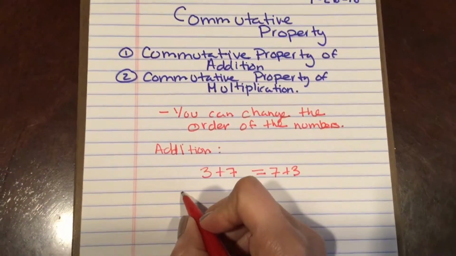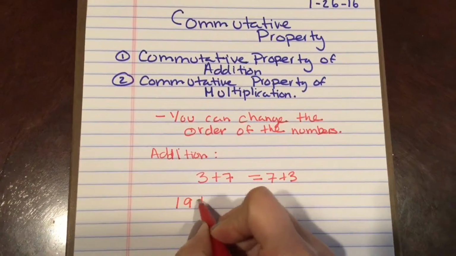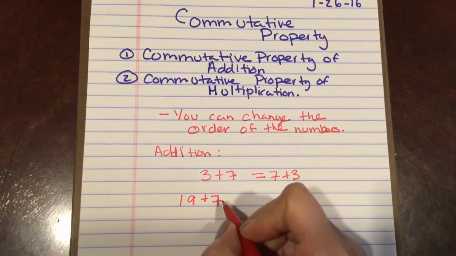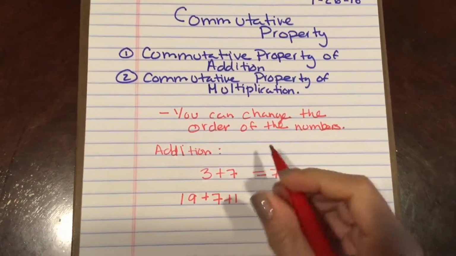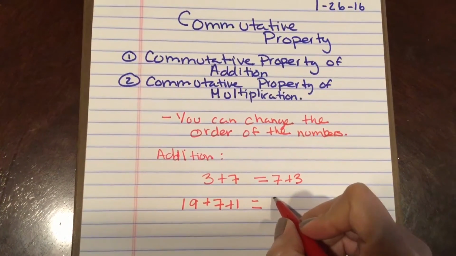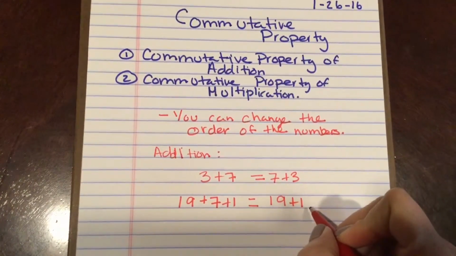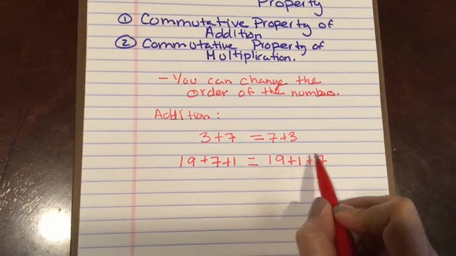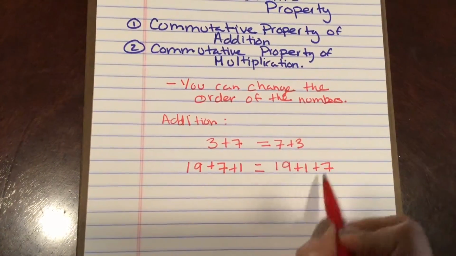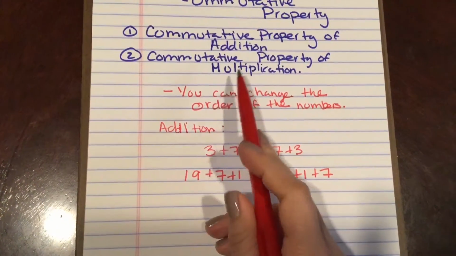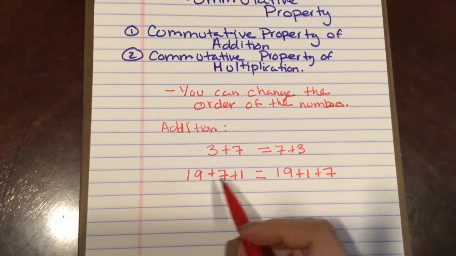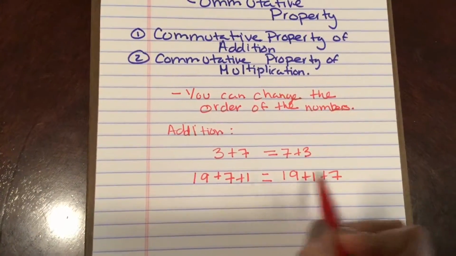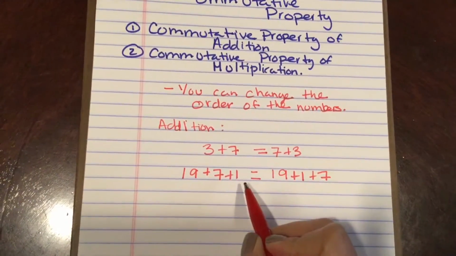Here's another example. If I have 19 plus 7, what do you get? And then what if I say plus 1? Now, wouldn't it be a lot easier for me to tell you, hey, what's 19 plus 1? Then plus 7? I'm pretty sure that a lot of you found this problem a lot easier to solve than this problem. The commutative property of addition allows us to change the numbers. I'd rather add 19 plus 1 first and then add 7 than 19 plus 7 plus 1.